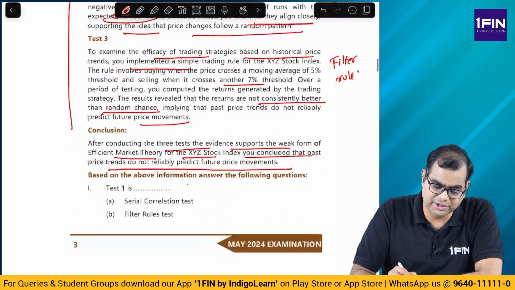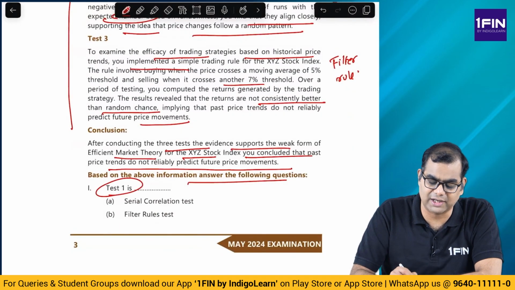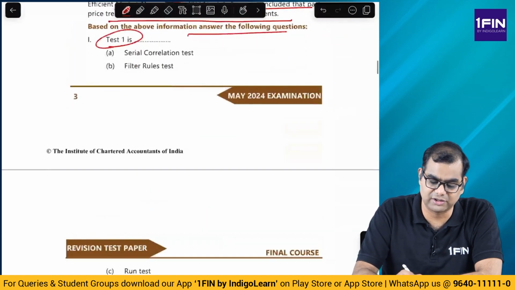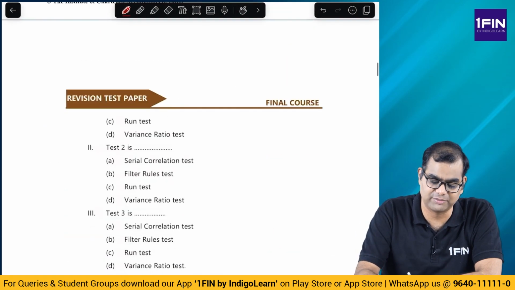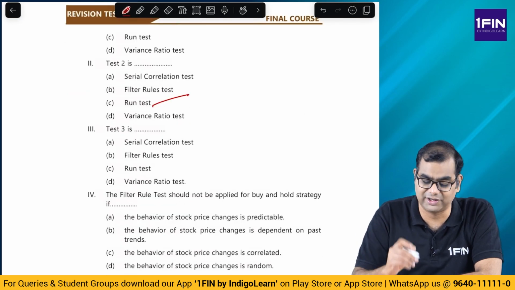So, what is the first question? Based on the above information, test 1 is what? I already told, no? Autocorrelation test or serial correlation test. Very simple. What is test 2? Test 2 also we figured out it is run test. What is test 3? Test 3 is filter rule test.